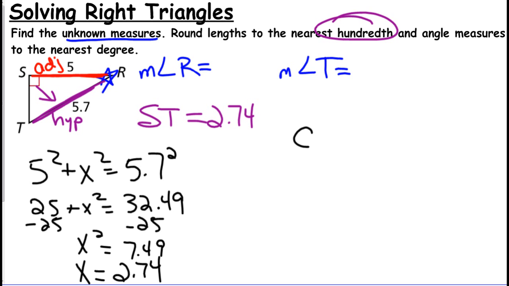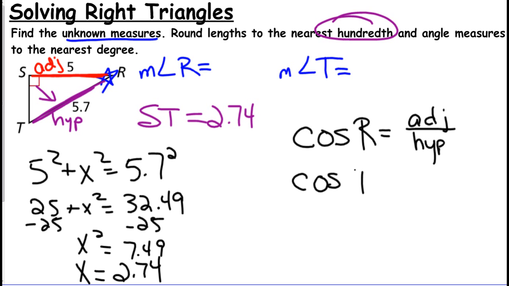So we are going to write the cosine of which angle am I sitting at? Well, I'm sitting at angle R equals adjacent over hypotenuse. And we're going to treat it very much like we did yesterday. We almost treat it like a formula and we plug in what we know. You do not know angle R, so you're going to leave it alone.